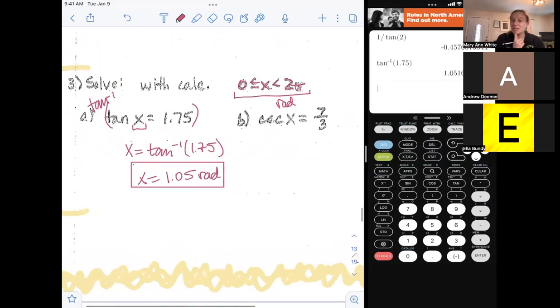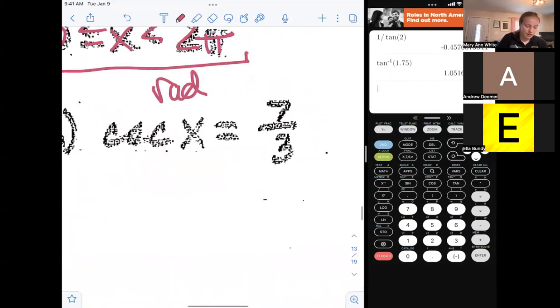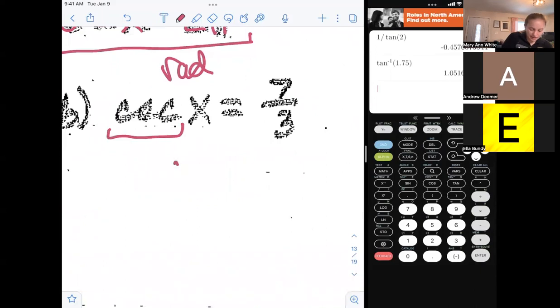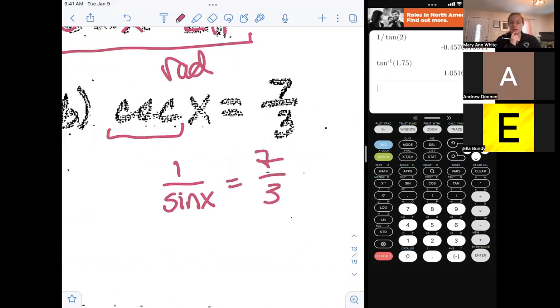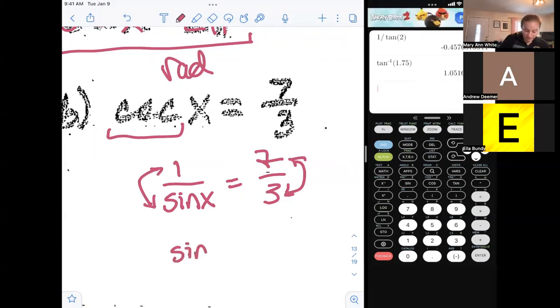The other two look a tiny bit more complicated because it's not just tan or sine or cosine. We have to put it into a sine or a cosine first. So remember that cosecant is the same thing as 1 over sine. So 1 over sine x is equal to 7/3. In order to make this simpler, I'm going to flip both of my fractions. If I flip one side, then that's the same thing as flipping the other one. So sine of x is just going to equal 3/7.